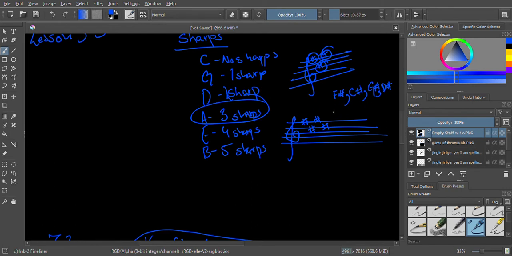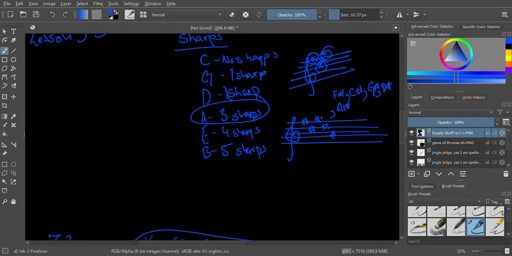I'll go down now. What about five sharps? The last one we're going to do for today. Same process. D, E, F, G, A, make it sharp, A sharp, and A sharp we write on the second space like this, and there we're done.